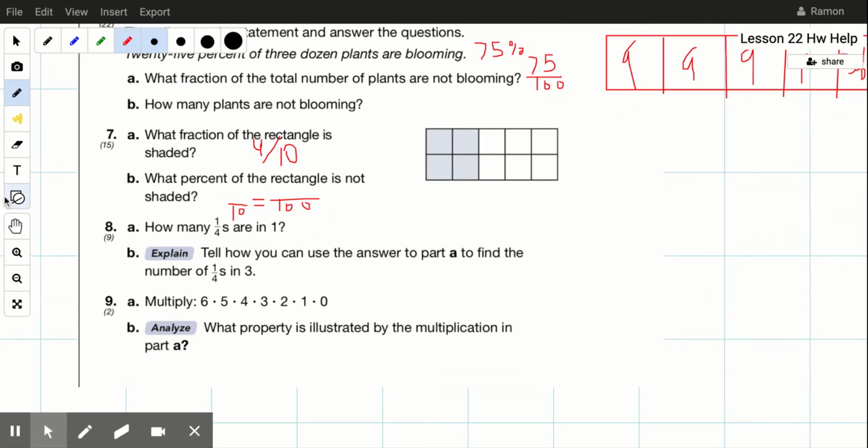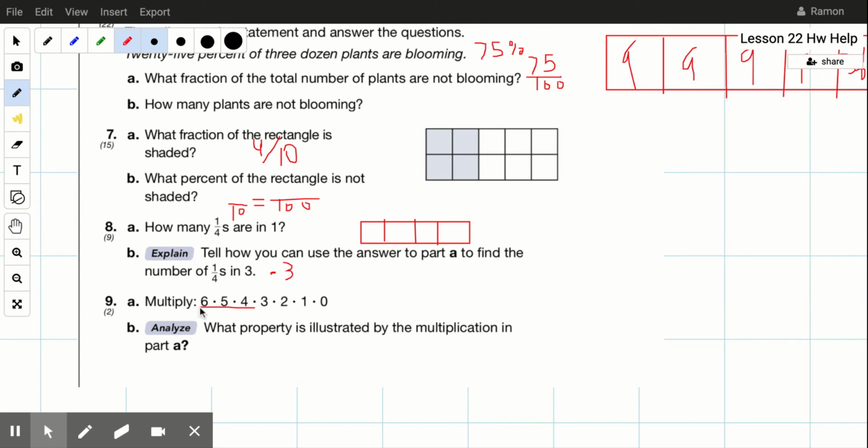How many 1/4 are in 1? For number 8a, we make a box. We split it up into 4s. How many 1/4 do we have total? So how can you use the answer to part A to find the number of 1/4 in 3? Well, you would just take the answer in A and multiply it by 3.